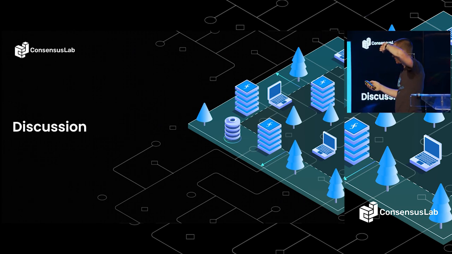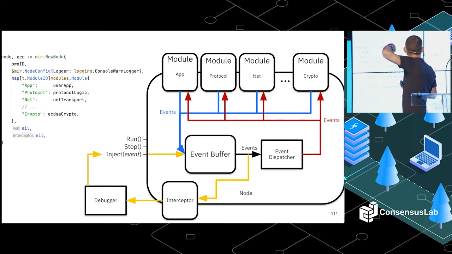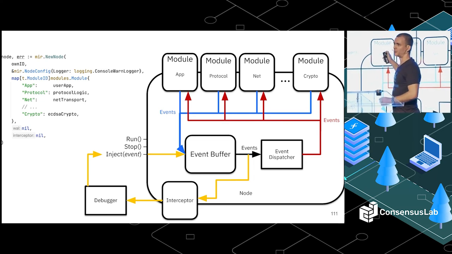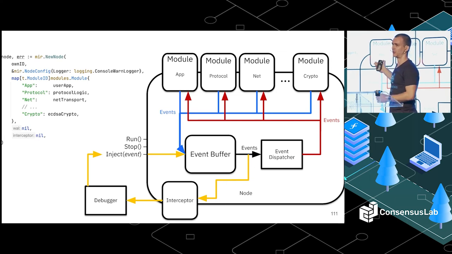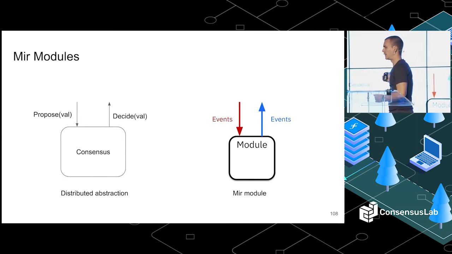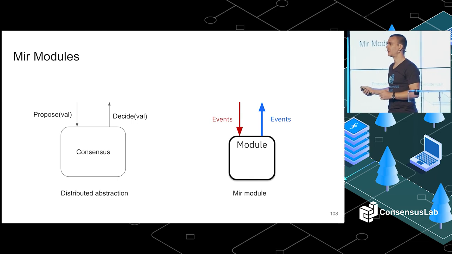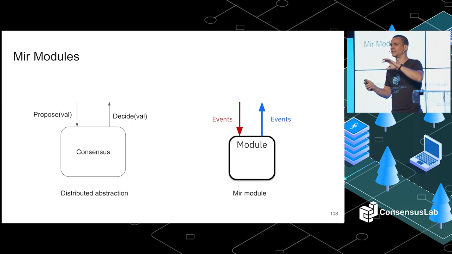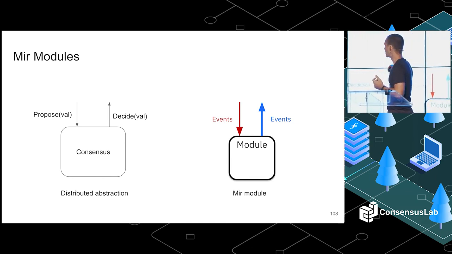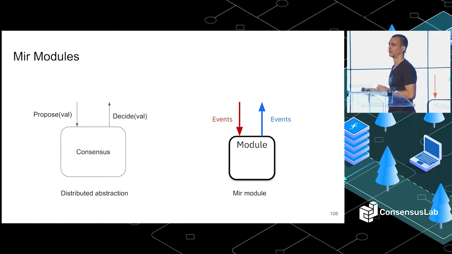But the idea is that a module could be basically implemented in a different language than Go, and the runtime could still be in Go. And since the interface of a module is super simple, it just consumes events and it produces events, you can, for example, have a Rust implementation of a module with a little wrapper around it that communicates with the node and with the Go runtime through IPC or even over the network.